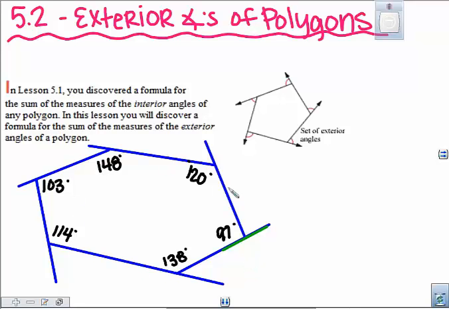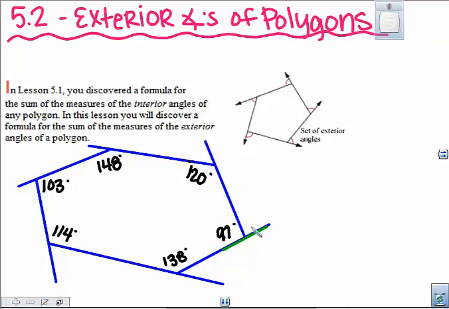So here I've drawn a hexagon for you, and just to save some time, I've already used a protractor and measured these angles. If you want to practice this some more, you can draw any polygon, any size, and use a protractor to go and measure those interior angles.